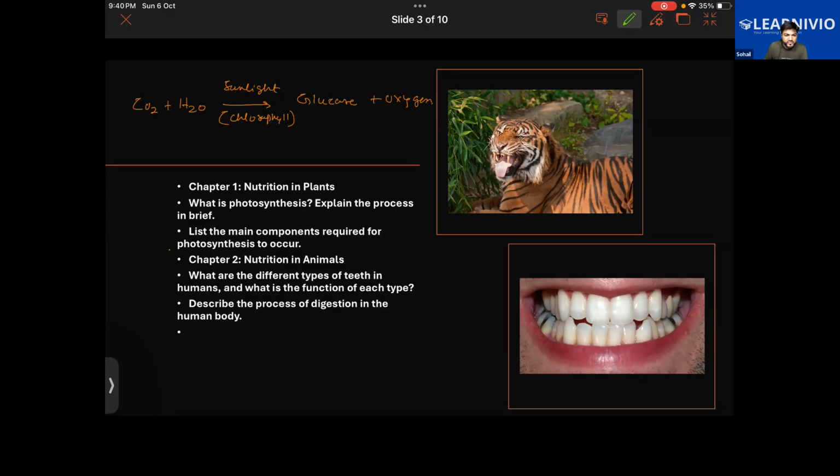What are the different types of teeth in humans, and what is the function of each type of teeth? Yes, Priyanka, what are the different types of teeth? Sir, molar, premolar, canine, and incisors.